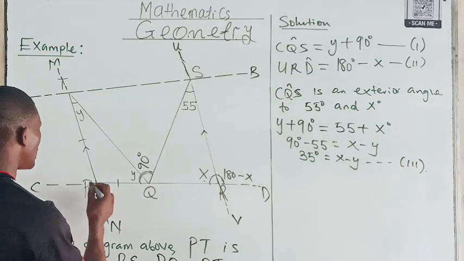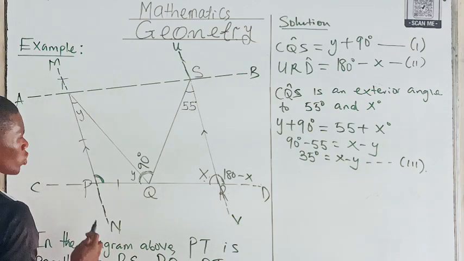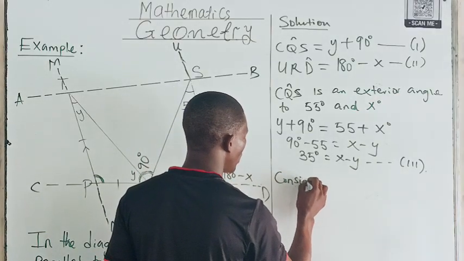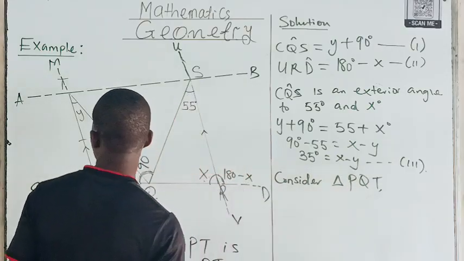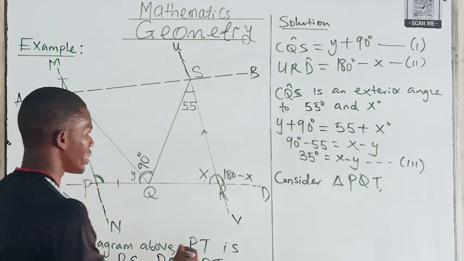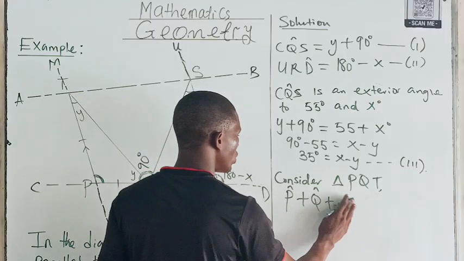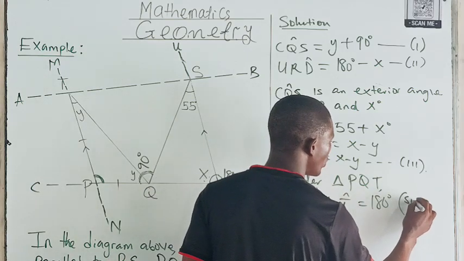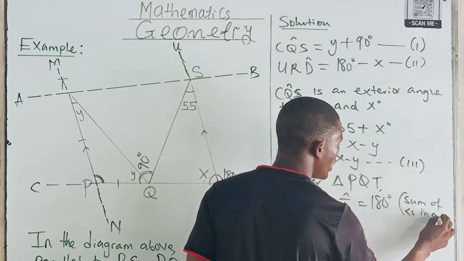And this place is triangle PQT. So when we consider triangle PQT, we know that angle P plus angle Q plus angle T is equal to 180 degrees. That is the sum of angles in a triangle.